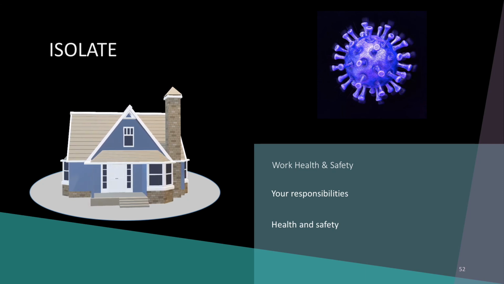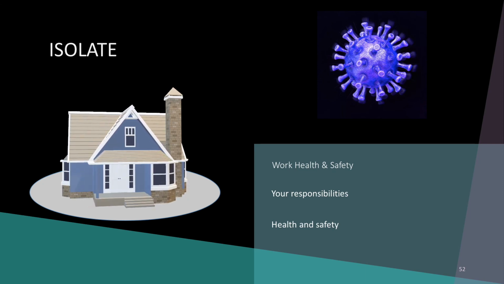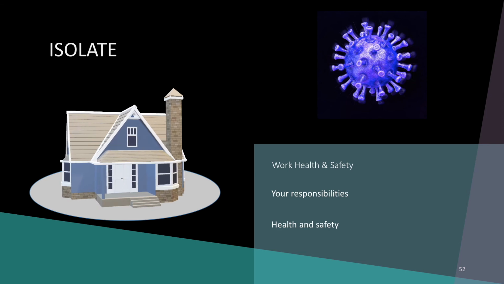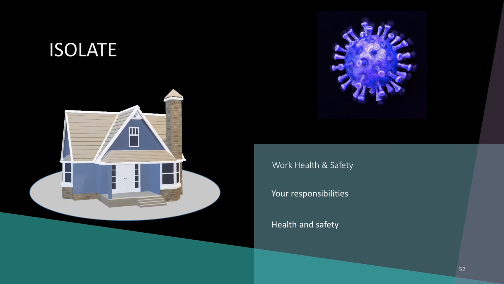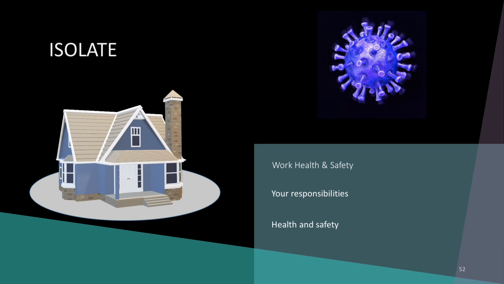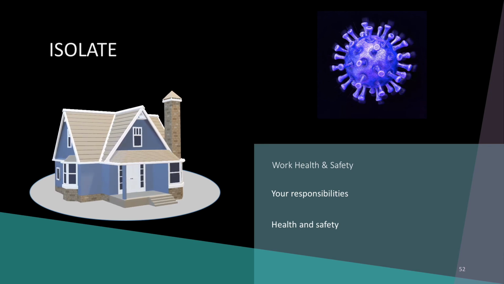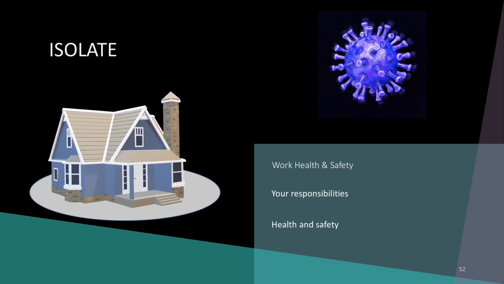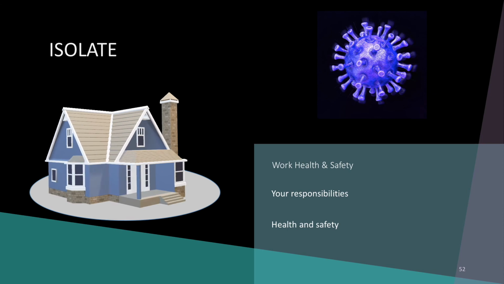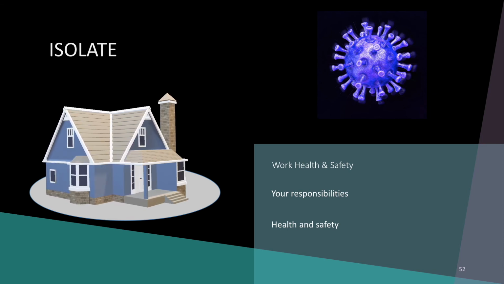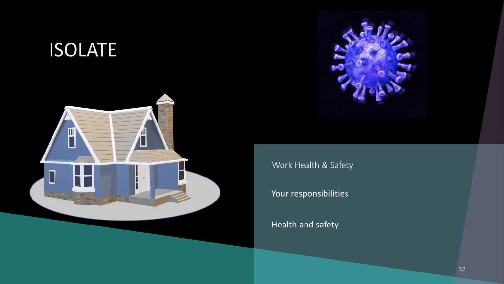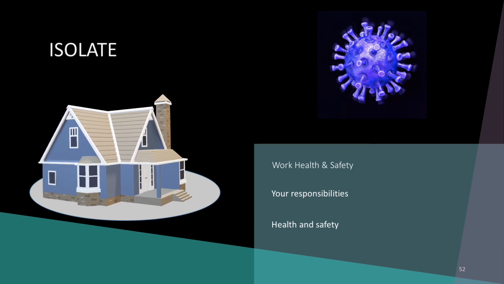We isolate in our houses. This is taking the people away from the risk. This is actually a rather unusual strategy. Usually we take the risk away from the people. We remove the risk. We isolate the risk from the people. In the case of a nasty virus, however, we've been taking the people away from the risk and isolating them.